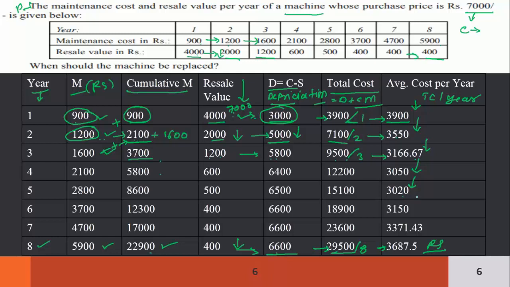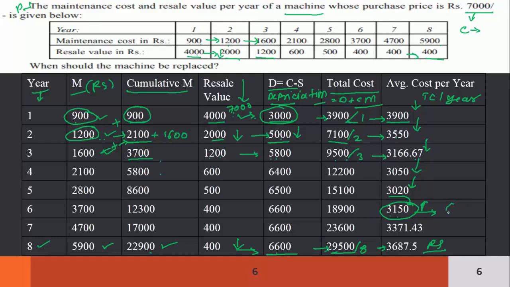But when we go from year 5 to 6, the average cost per year is increasing. For the fifth year the average cost is 3020 rupees, and for the sixth year the average cost is 3150 rupees. So it is clearly increasing in this case. After this 6th year, if we keep using that machine, we are losing money from our pocket, and it is very costly. So we have to replace this machine at the 6th year.